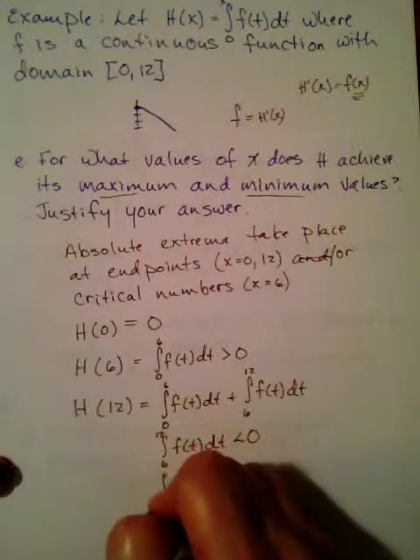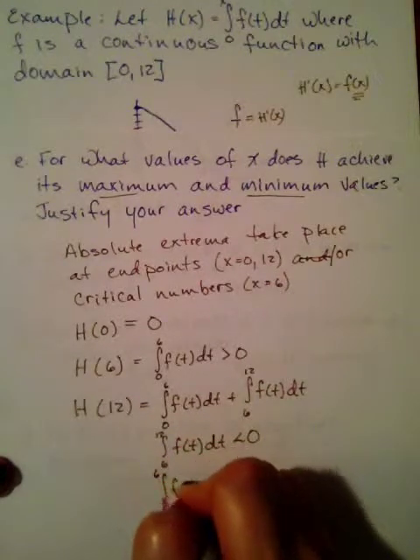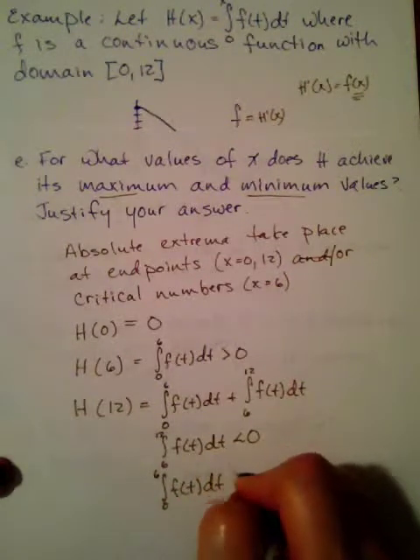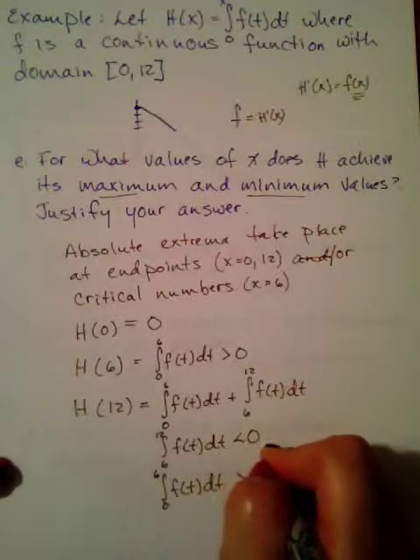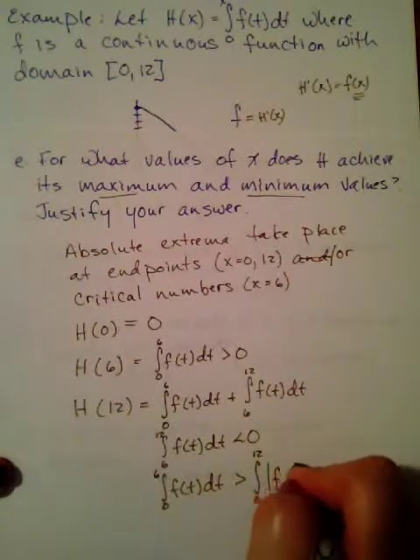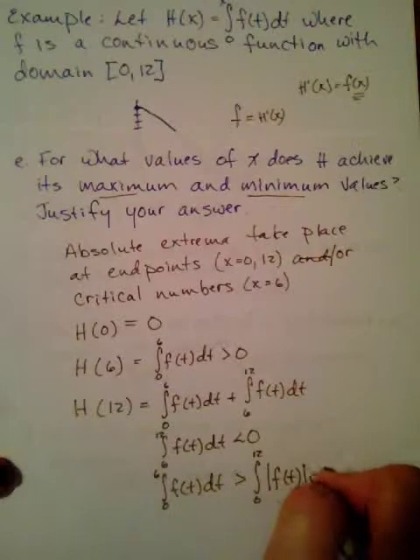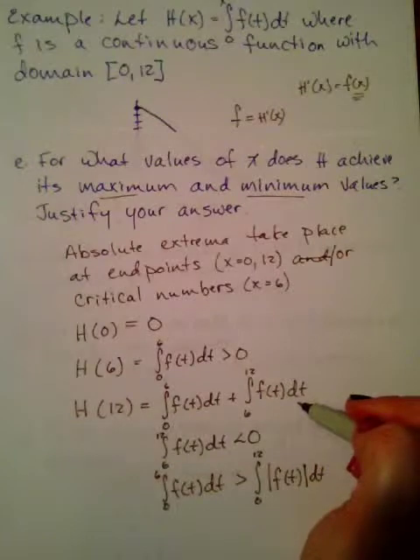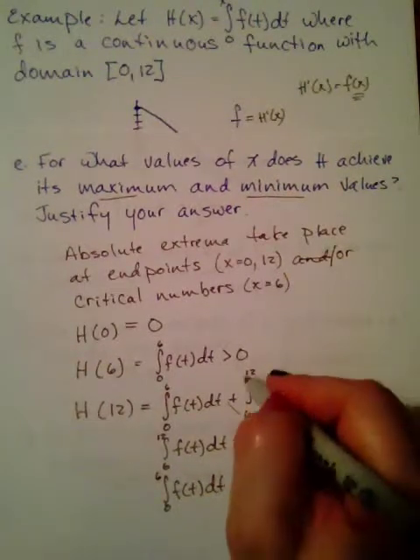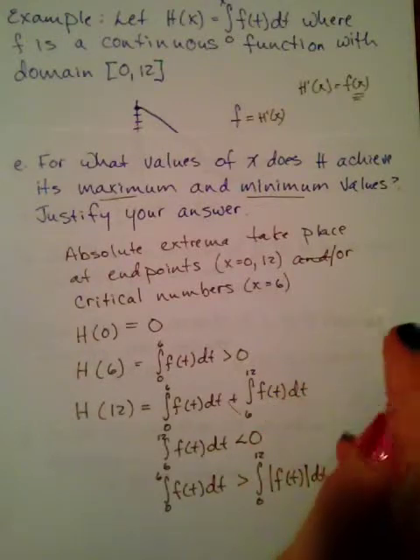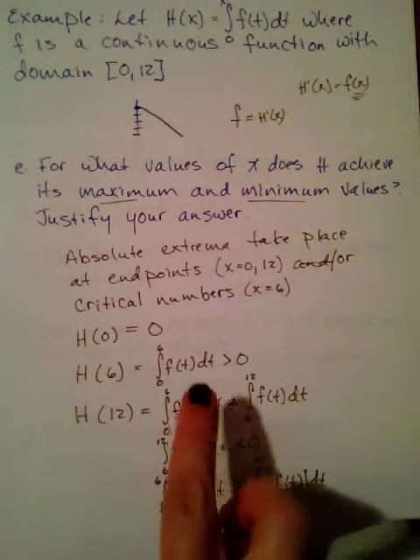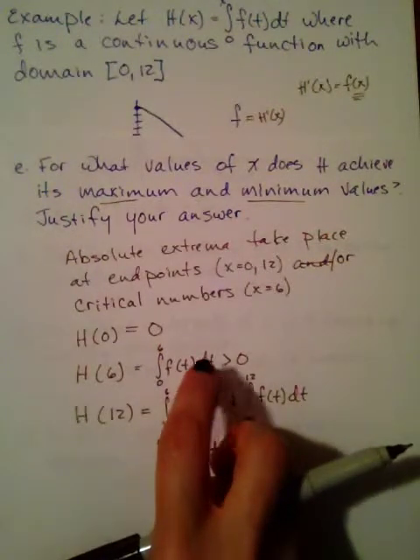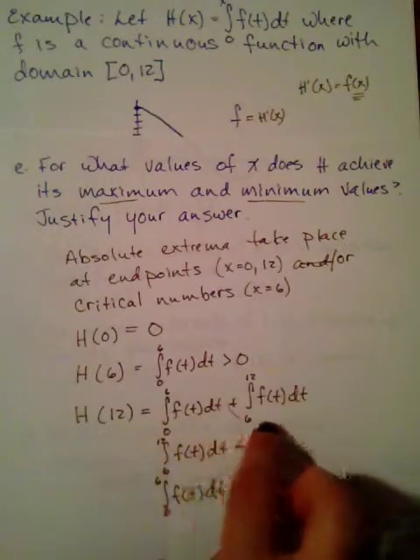I'm going to say that the integral from 0 to 6 of f of t dt, and I'm going to look at the absolute value of this, is greater than the integral from 6 to 12 of the absolute value of f of t dt. So what that means is, while this is greater than 0, this is also greater than 0, but we have subtracted out a piece right here. So we've taken our original area and we've subtracted some. So this has to be larger than all of this.